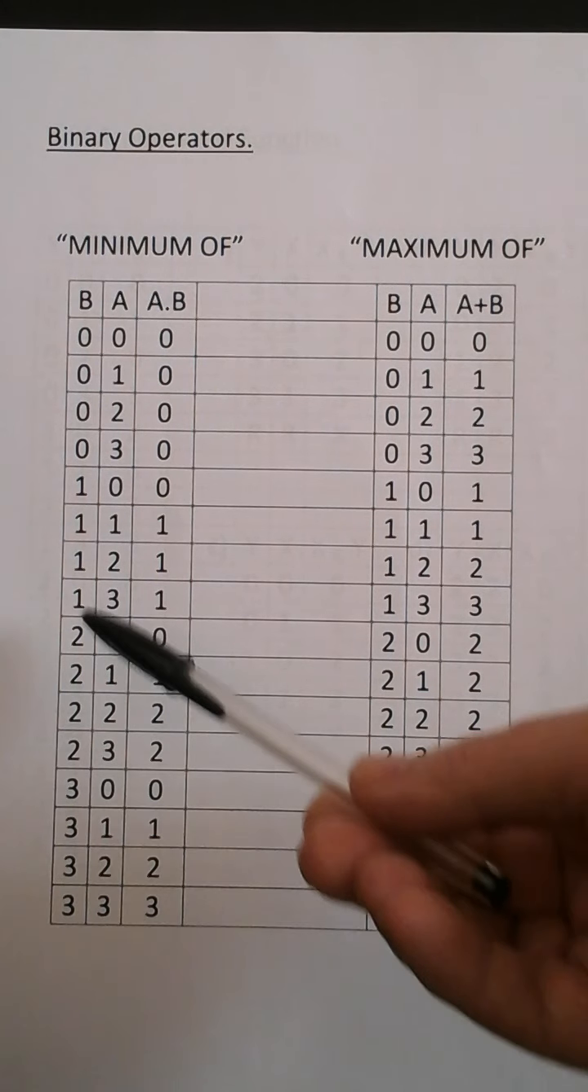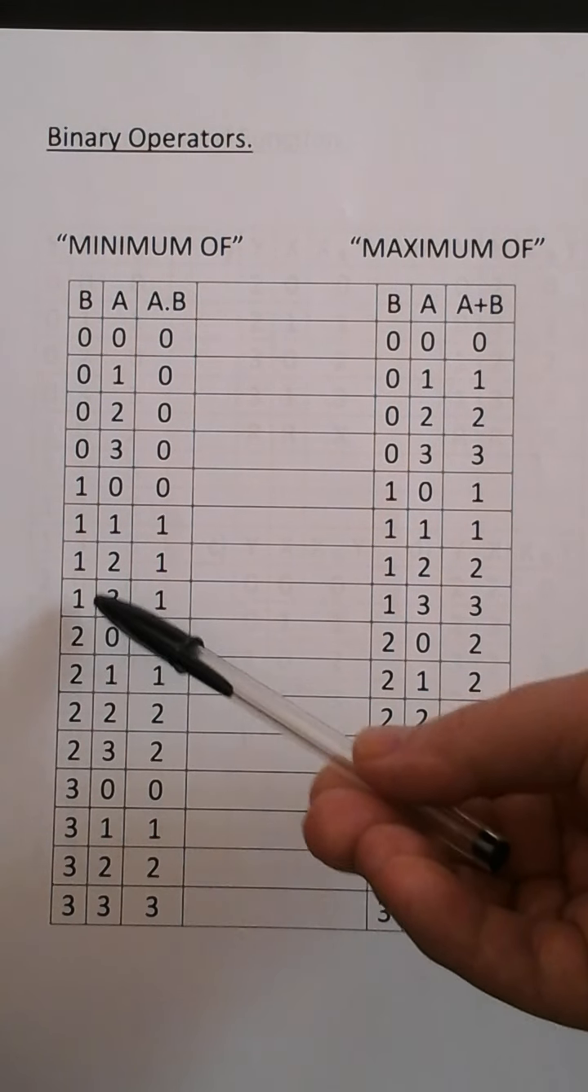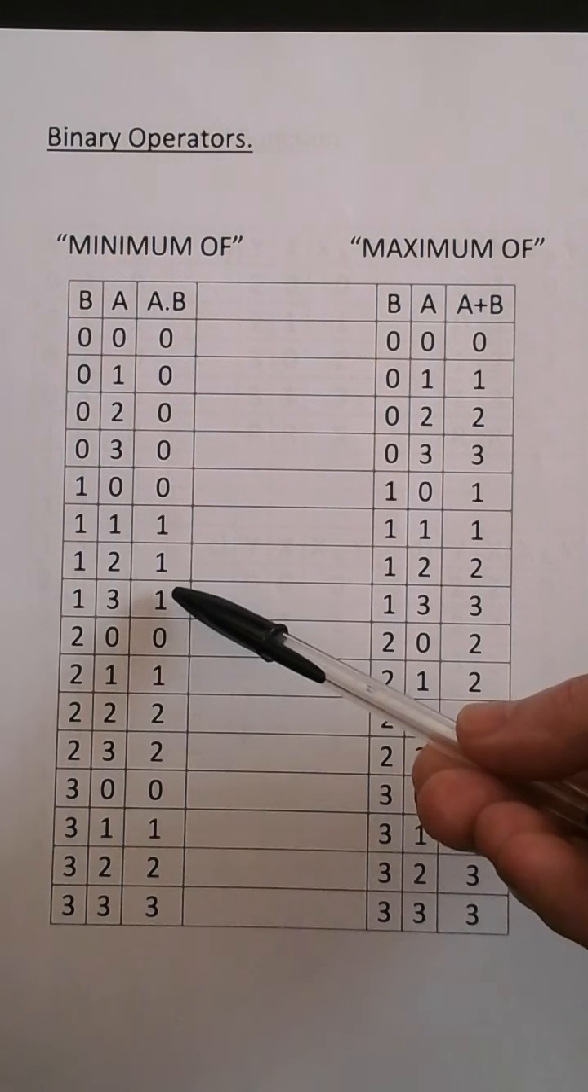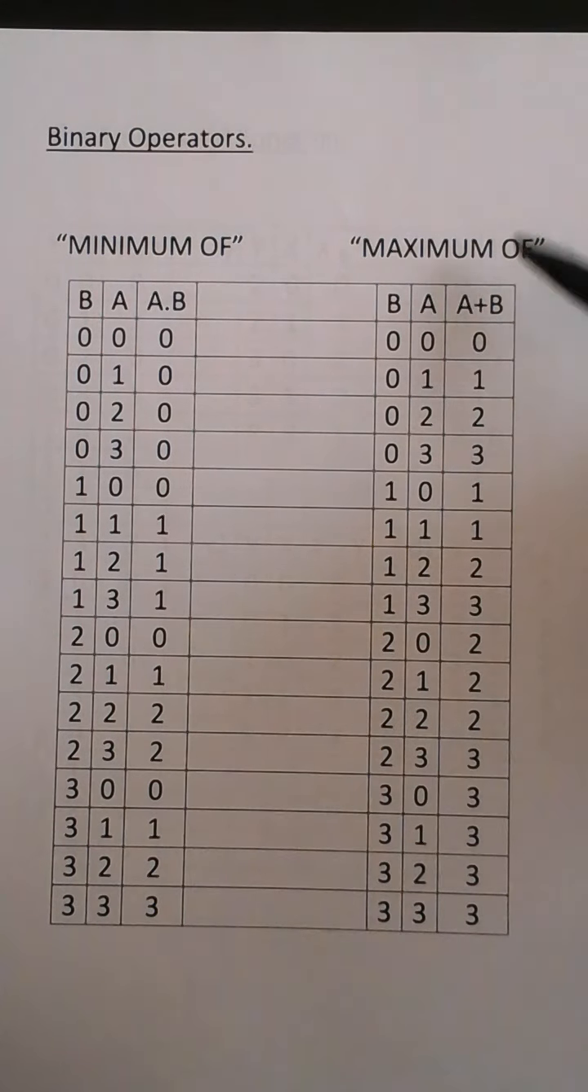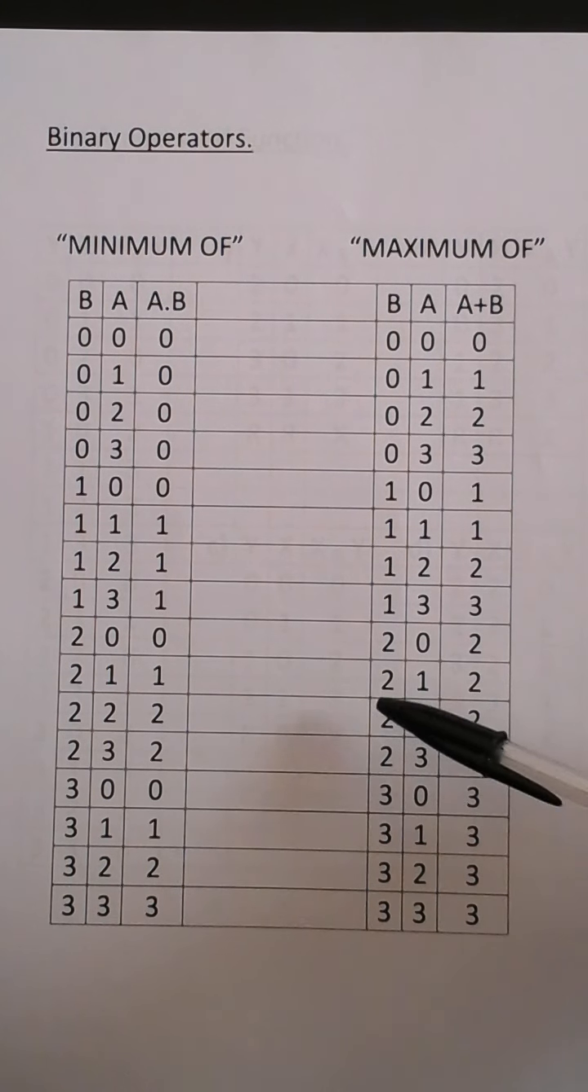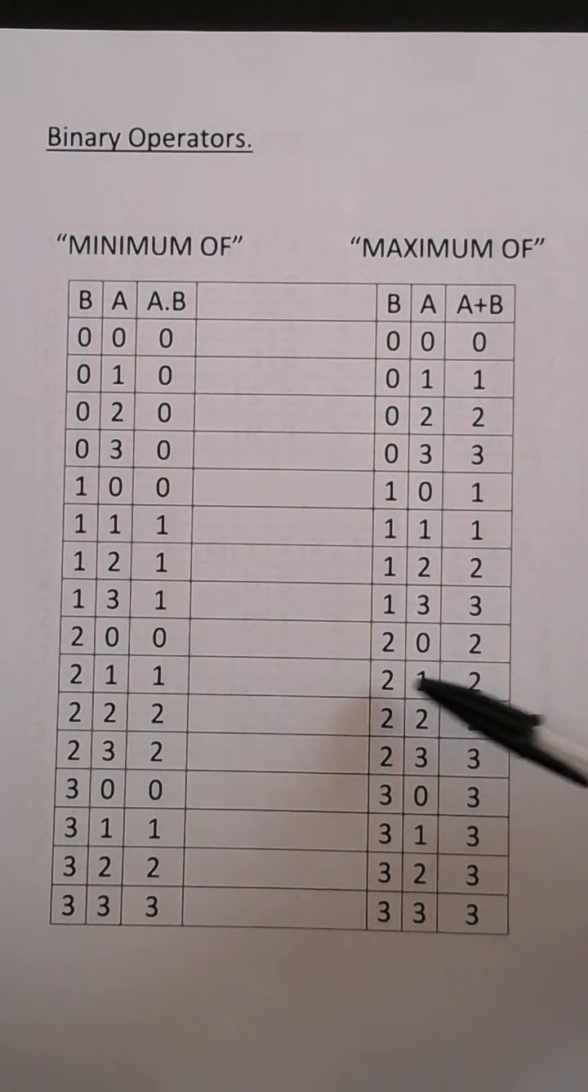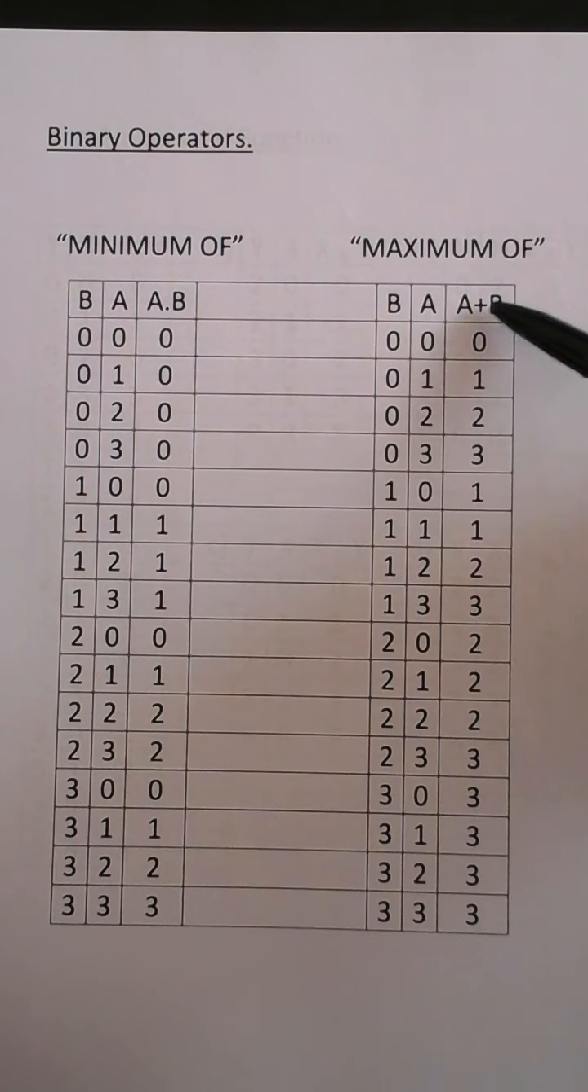For example, 1 and 3, the minimum value of 1 and 3 is 1, so A and B equals 1. So meaning the maximum function, 2 inputs A, B, the maximum value of 2 and 1 is 2, so A plus B equals 2, A max B.